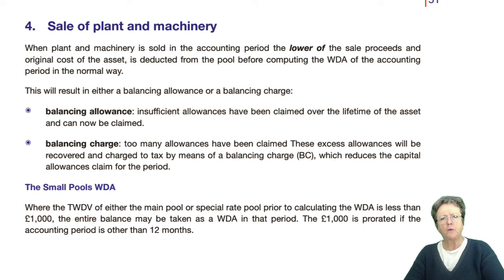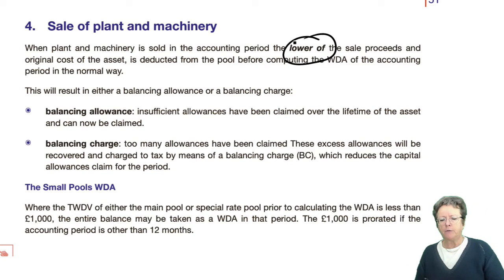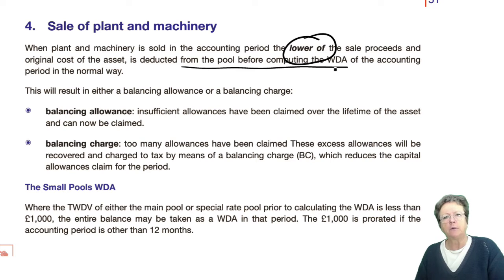So what happens when we sell some plant and machinery? How do we include that in that computation? What figure do we include? Because quite often in an exam question they give you two figures. All right, so it is always the lower of the sale proceeds and the original cost. Whichever figure is smaller, that's the figure you put in. And it's deducted from the pool before you work out the written down allowances.